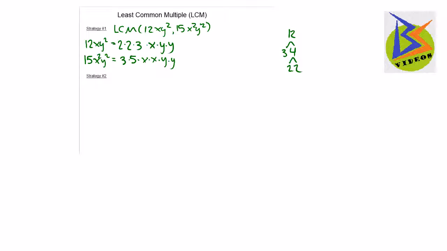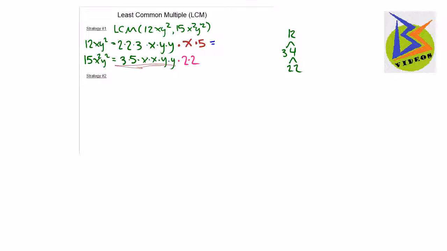Now what we want to ask ourselves is, what does the 15x squared y squared have that the 12xy squared does not have? Well, I see that it has an extra x and it has a 5. And then I can look and say, okay, what does the 12xy squared have that the 15x squared y squared doesn't have? And it looks like it has a 2 and a 2. So now we can just multiply all of the stuff together, and we should get the same thing if we multiplied the top or the bottom.